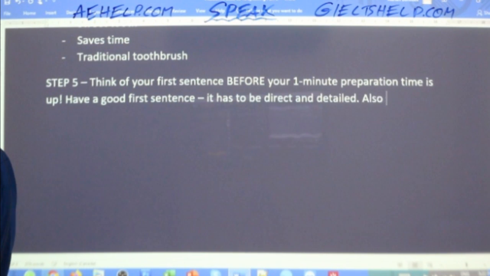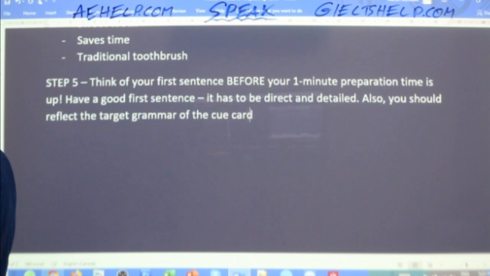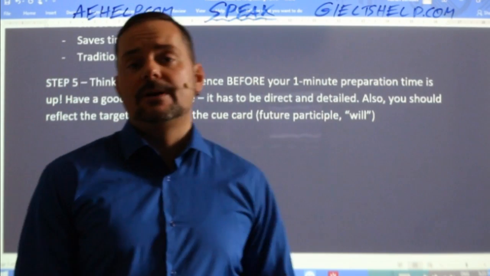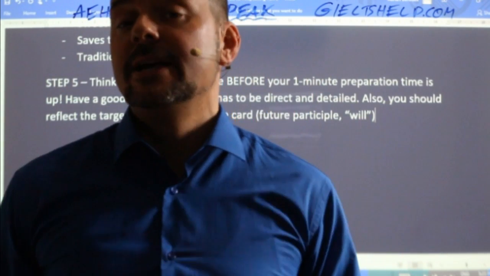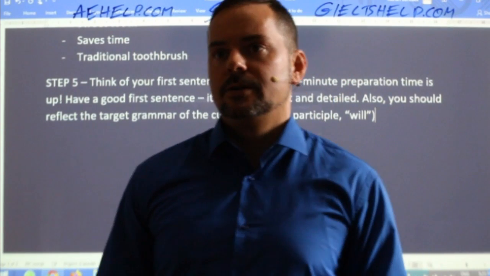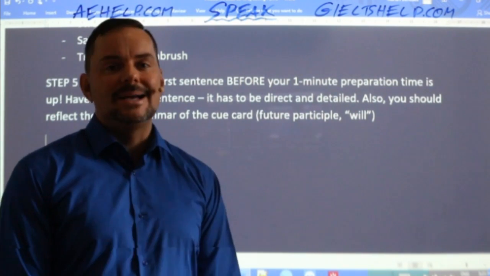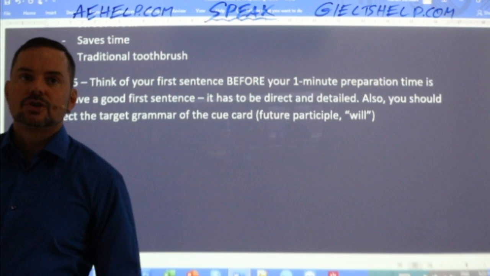Also, you should reflect the target grammar of the cue card. In this case, that's future will. So this question is asking, talk about an item that you will or that you plan to buy in the future. So you need to use will. Okay, so get your first sentence ready. Let's see who comes up with the best first sentence for this cue card response.